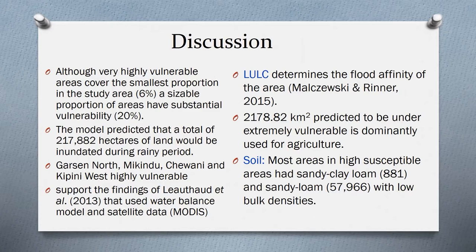This study supports the findings by other studies in the area that use the water balance to predict this particular flooding event. In terms of land use land cover, it determines the flood affinity of the area. And most of the area here that we said is under high risk of flooding is used for agriculture, which is shown in the above map there.